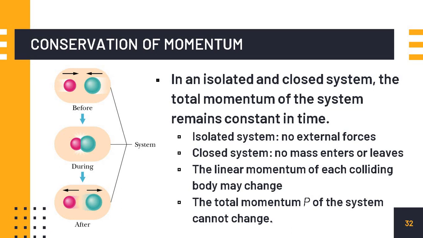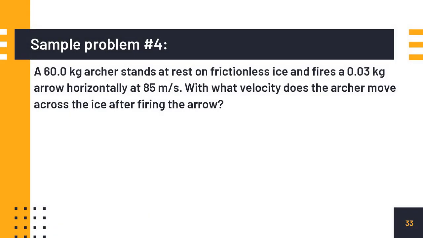Alright, so another description that we need to remember for conservation of momentum to happen, aside from the particles being located in an isolated system: the particles could also be located inside a closed system, wherein no mass or no particles or no objects should enter or leave the system. Alright, so let's try to apply our learnings to sample problem number 4.